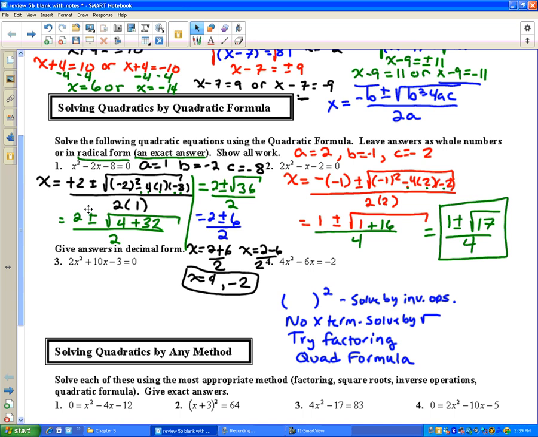Okay. I have to do a little erasing so I can have room for number 3.